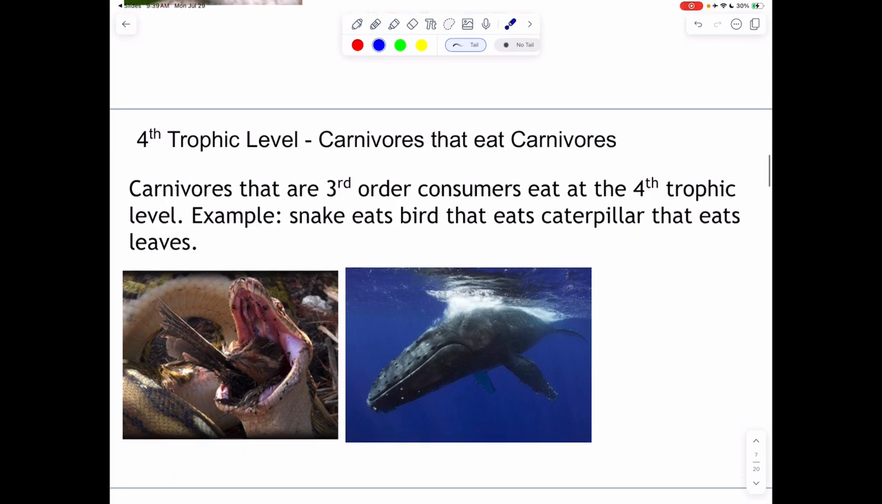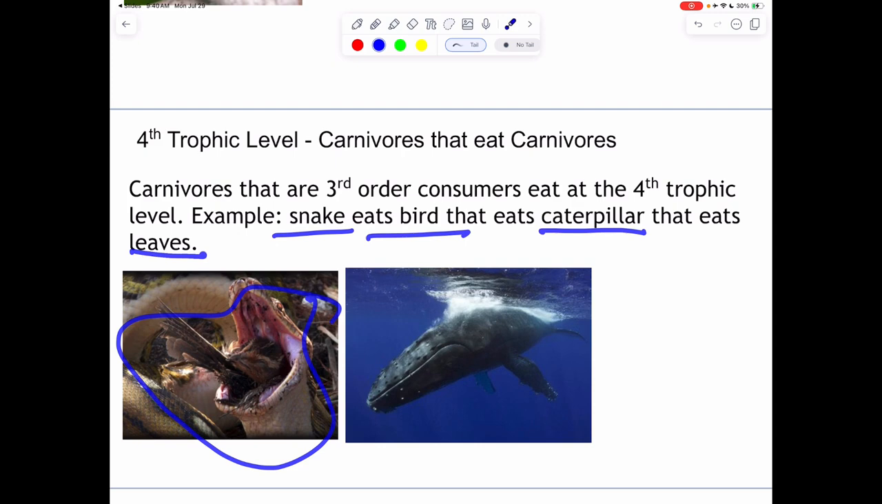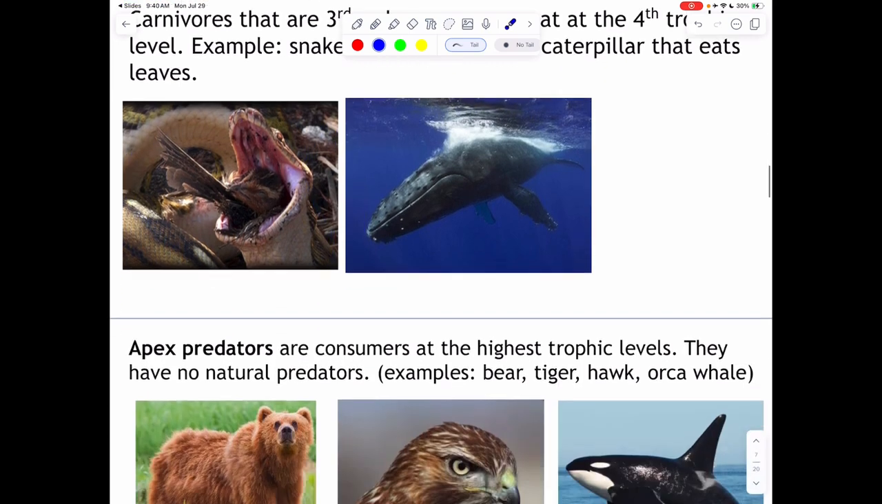And then it keeps going into our fourth trophic level. These are our third order consumers. So they're going to eat at what we call the fourth trophic level. This is going to be our snake that eats the bird. I know, kind of a gross picture here. But the bird ate a caterpillar and that caterpillar ate leaves. So we're on our fourth trophic level. The same with our whales.